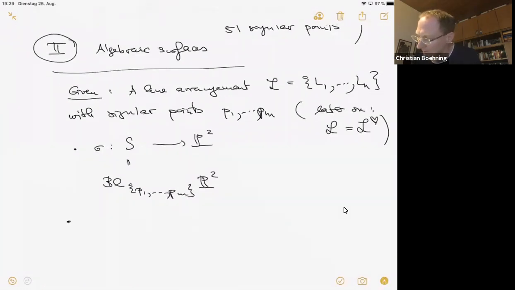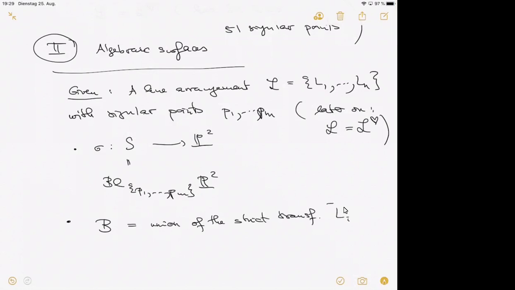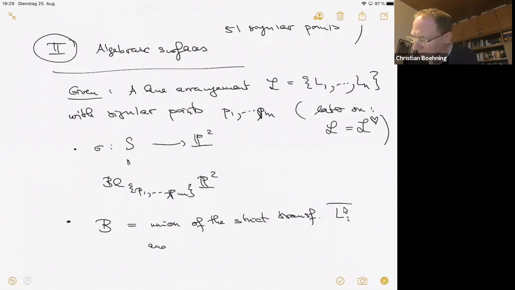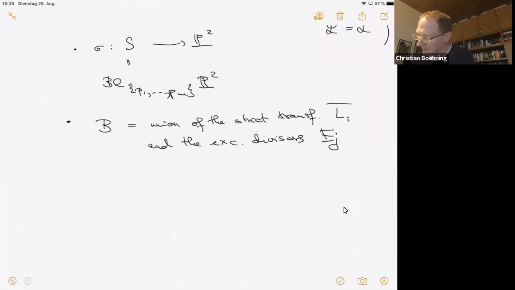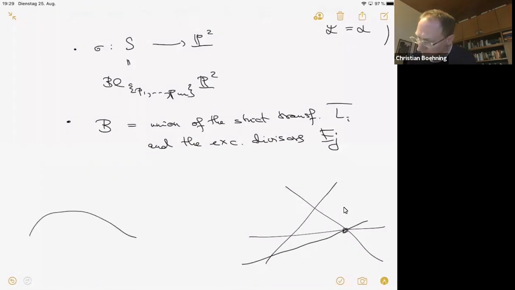And then you put B, this will be your branch divisor. This will be the union of the strict transforms of all the lines in the arrangement, Li bar, together with all the exceptional divisors, Ej. All right, so far nothing really serious has happened. Given your arrangement, okay, we blow up P2, you get this.